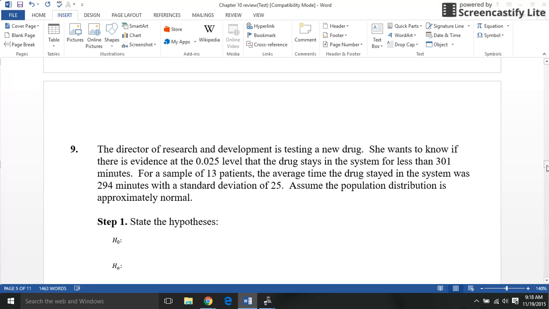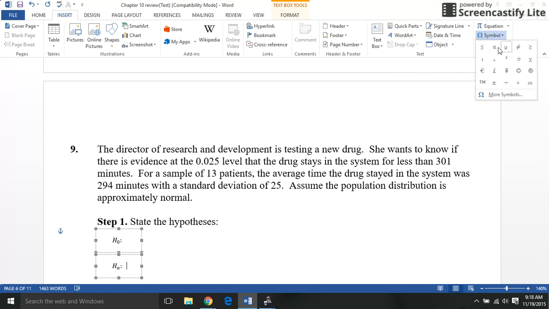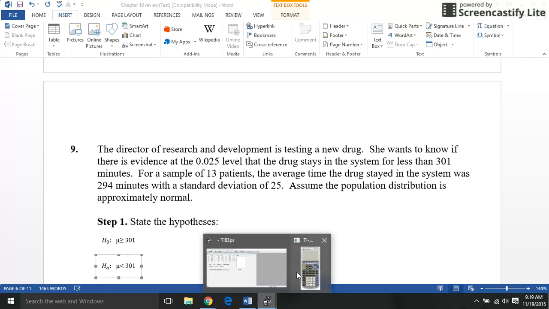Okay, this one is basically the same like we did last time. The only thing that's different on this one is this is a less than. So we do that, less than. And this one, our population mean is 301. So I'm going to put the mathematical opposite in the null. The mean is greater than or equal to 301. All right. So now put everything in the calculator.